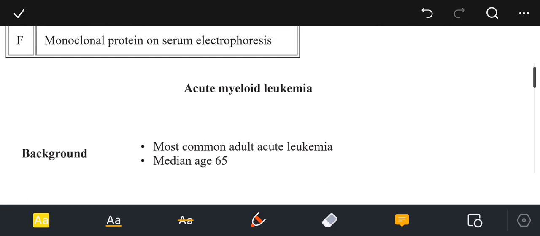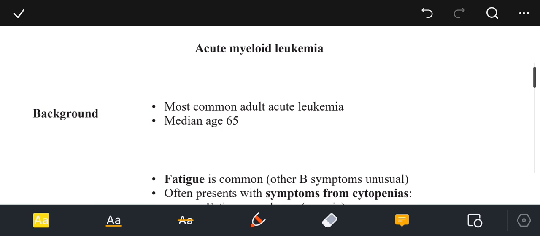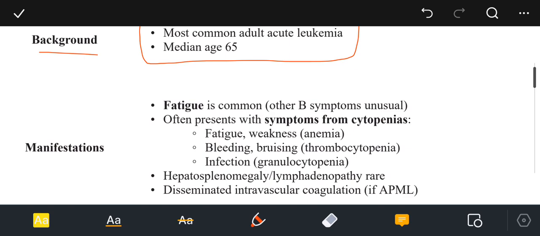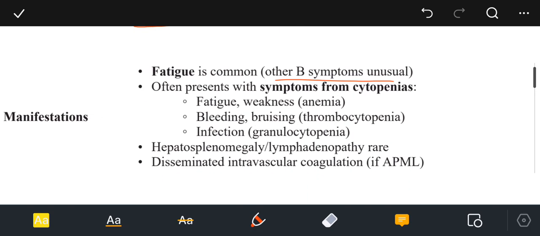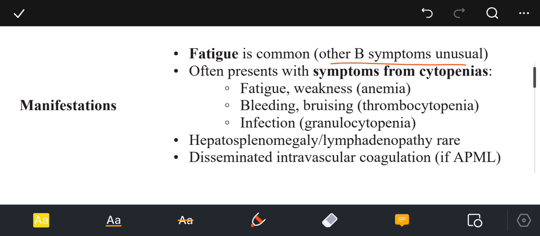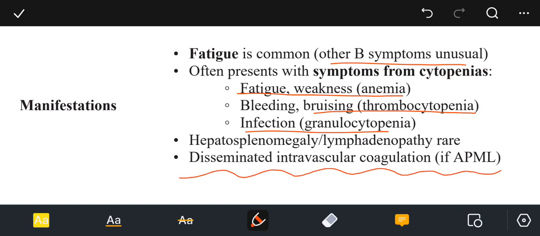Then we have it over here, acute myeloid leukemia background: most common adult leukemia, and the median age is 65 years. Manifestations of fatigue are common. Other B symptoms are unusual. Patients often present with symptoms from cytopenia: fatigue and weakness seen in anemia, bleeding and bruising in thrombocytopenia, and infection in granulocytopenia. Hepatosplenomegaly and lymphadenopathy are rare, and disseminated intravascular coagulation is also seen if it is acute promyelocytic leukemia.